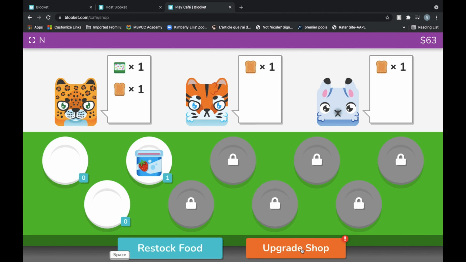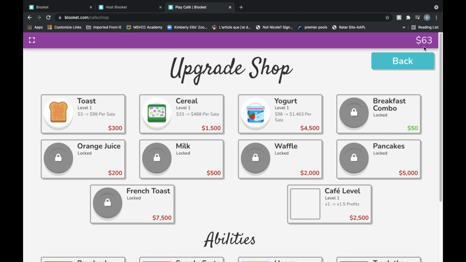Okay, now we can upgrade our shop. Here, they have $63. I will point that out to them in Spanish. I will say, you have $63.